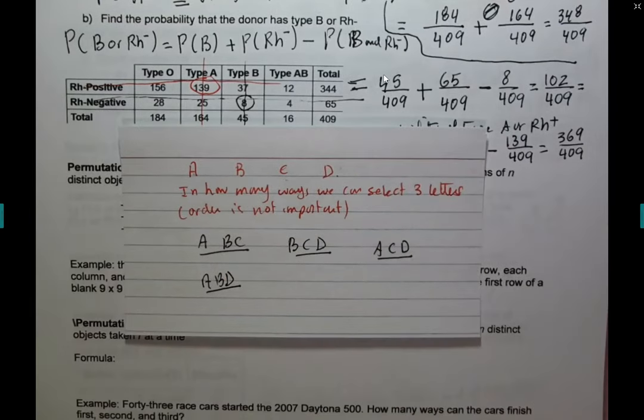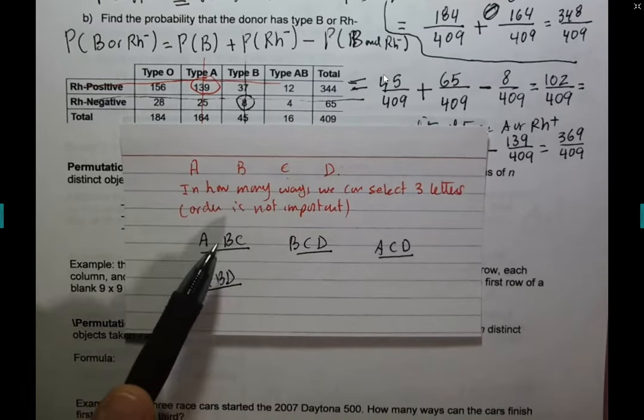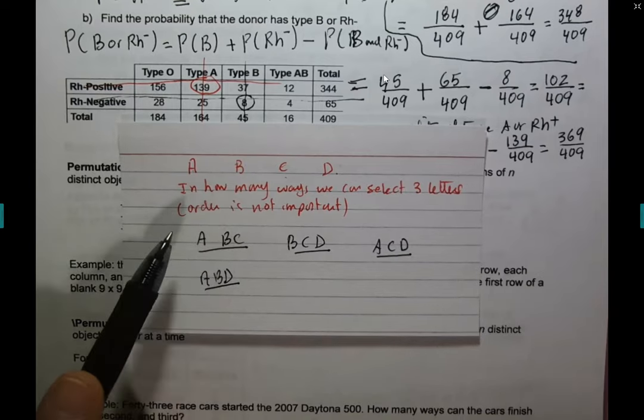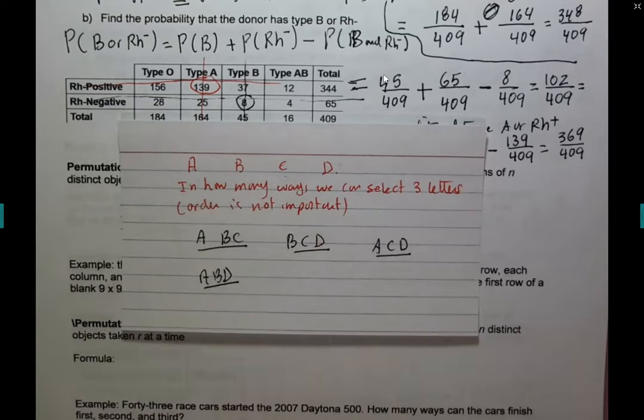Now look, guys, when I do this in class, some students will tell me, what about ACB, Mr. Bazzi? And I tell him, no, it's already there. I said, the order is not important. So ABC, guys, is the same as ACB, is the same as BAC, is the same as CAB. It's the same three students. Who comes first, it doesn't matter in the group as long as we get them. So there are four choices: 1, 2, 3, 4. So there are four ways to select the three students from a group of four students where the order is not important.